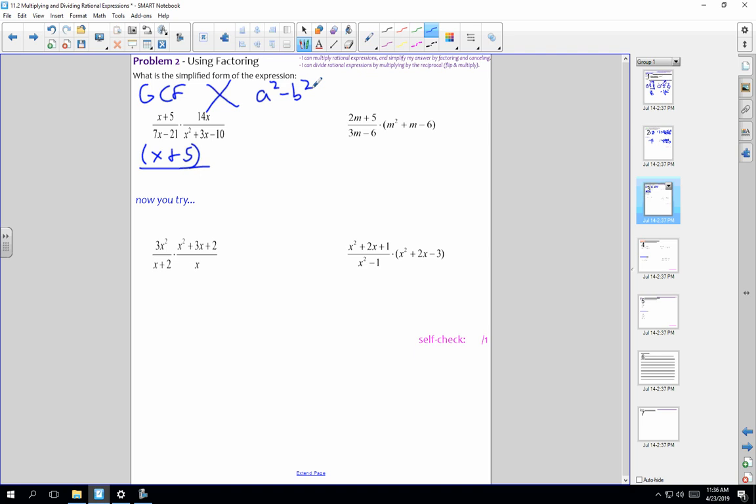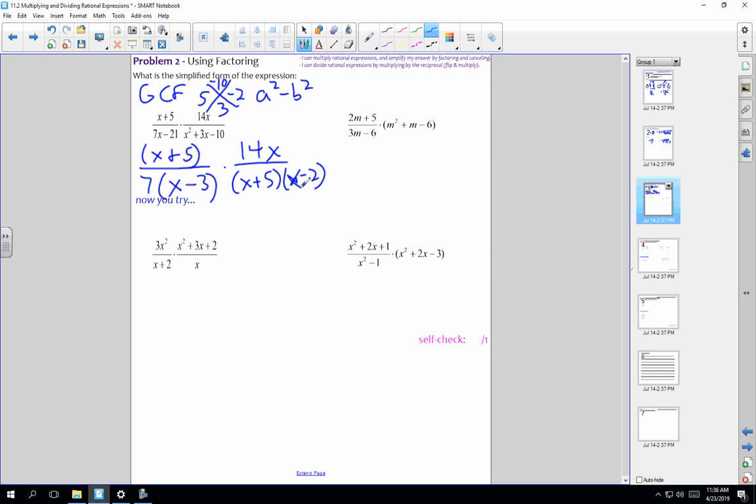On this one, the bottom of the first fraction is GCF factoring. We pull out a 7. 7x divided by 7 is x. 21 divided by 7 is 3. The 14x is a monomial term, so we're going to leave it alone. The x squared plus 3x minus 10, we are looking for factors of negative 10 that add to equal 3. They are 5 and negative 2, so my factors are x plus 5 and x minus 2.